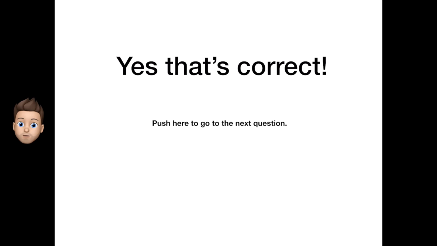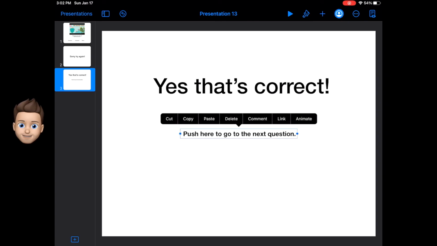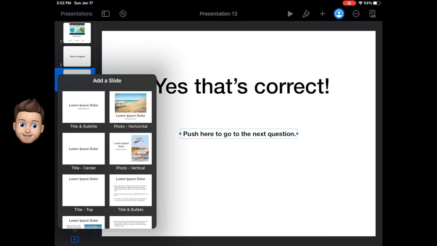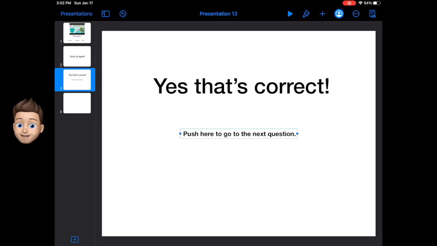Now that you have all of the appropriate text available, it's time to start linking the slides. You simply just click on the text and you'll see the word link. It's the second last one usually. And you just simply link it to the slide.